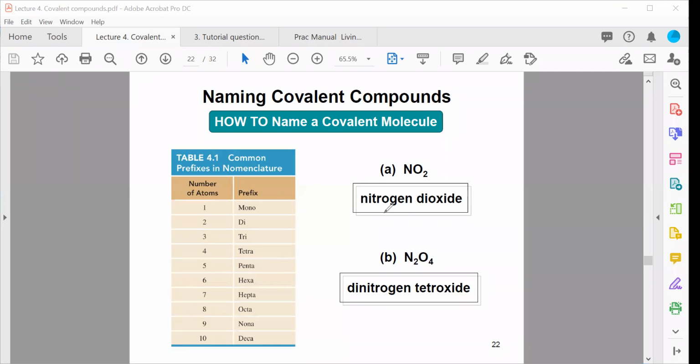All right, so that means we can complete our naming here. We have a single nitrogen in this example, so that's fine, but we have 2 oxygens, so we use this prefix, dioxide. Nitrogen dioxide. Here we have 2 nitrogens, so we say dinitrogen. 4 oxygens, there's 4, tetra, but we don't say tetraoxide, drop the A, and that gives you tetroxide, dinitrogen tetroxide. All right, so that's fairly straightforward.